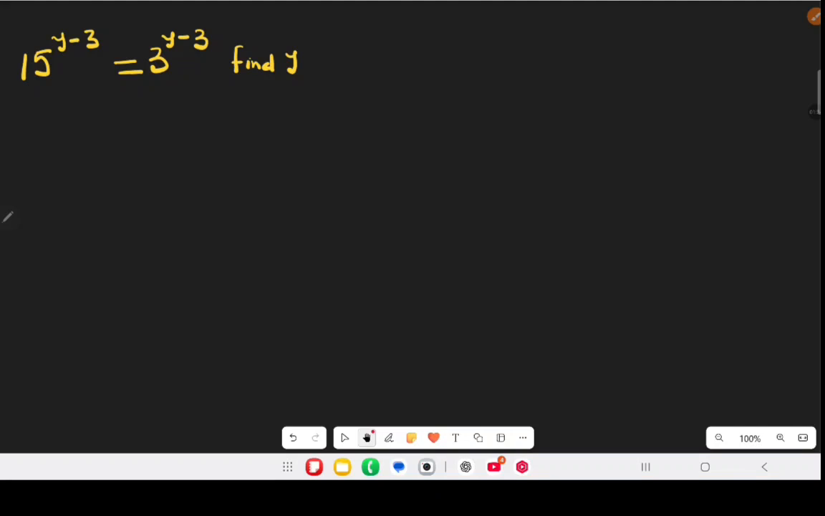Today I'm going to show you how to solve this exponential equation, which reads 15 raised to the power of y minus 3 equal to 3 raised to the power of y minus 3. We have to find y.